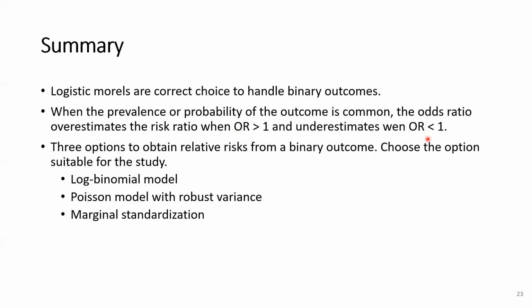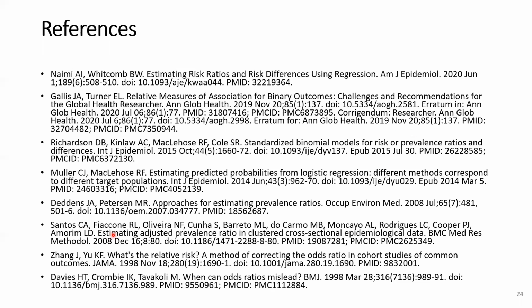And there are 3 options to obtain relative risk from a binary outcome. We should choose one option out of these 3, depending on your needs, your preference, and how suitable the models are. You can look at these differences when you want to know about the choice.